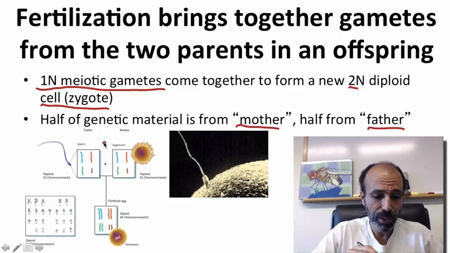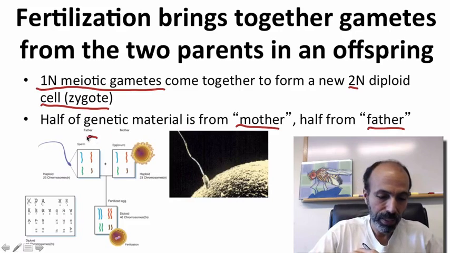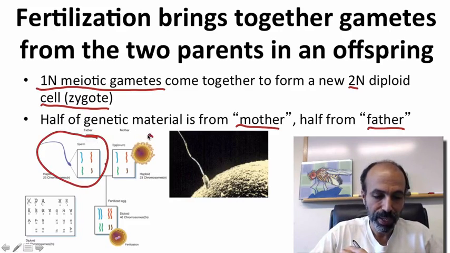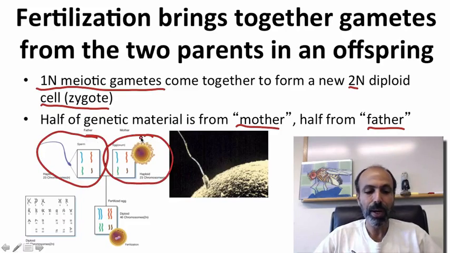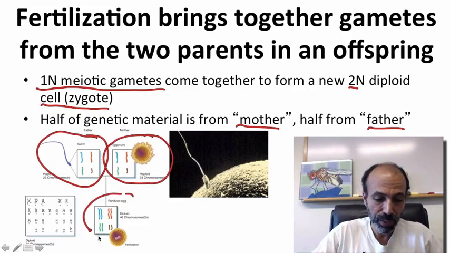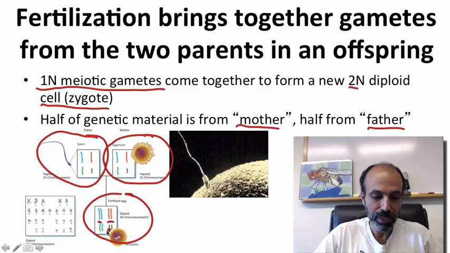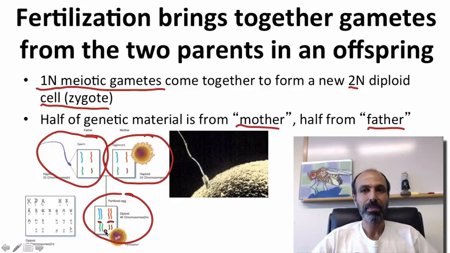And this picture diagrams it pretty well. Imagine this is a complement of chromosomes from dad. Here's a complement of chromosomes from mom. And you see that in the offspring, they have 2 copies of the blue, 2 copies of the red, 2 copies of the green, etc.